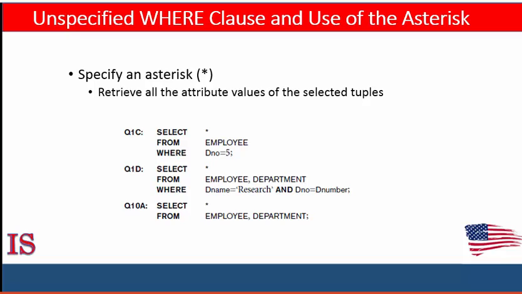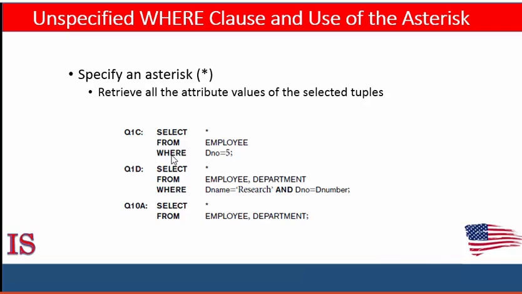I mentioned earlier about the use of the asterisk when selecting the attributes that you want to display. Here are some examples of the use of the asterisk as a wildcard, meaning to retrieve all of the attributes in the tables being used. You recall that the select clause of the select statement identifies which attributes are being retrieved. We are retrieving all of them.